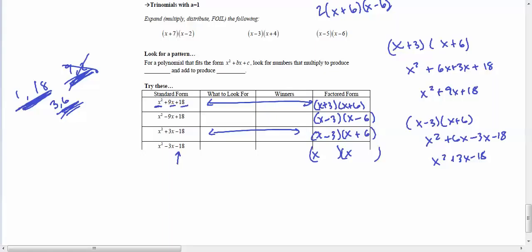Now I know that one's going to be positive and one's going to be negative, because if you have a positive number times a negative number, that would give you the negative 18. Right? They both can't be negative, because then a negative times a negative gives you a positive, and I'm looking for a negative 18. So I know that there's going to be a positive and a negative. See, I'm teaching you my tricks. I'm teaching you the tricks that I'm learning.